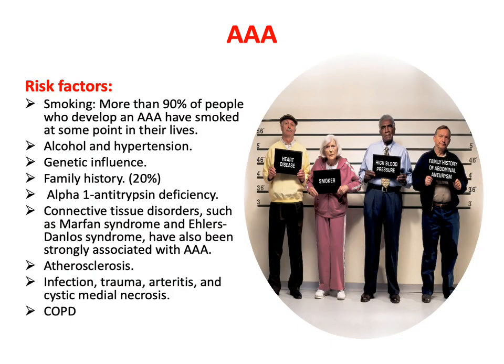Now, what are the risk factors of AAA? First, smoking. More than 90% of people who develop an abdominal aortic aneurysm have smoked at some point in their lives. Second, alcohol and hypertension. Genetic influence: family history is present in about 20% of cases. Alpha-1 antitrypsin deficiency. Connective tissue disorders such as Marfan syndrome and Ehlers-Danlos syndrome have also been strongly associated with AAA. Atherosclerosis, infection, trauma, arteritis, and cystic medial necrosis. COPD is also reported as a risk factor of AAA.